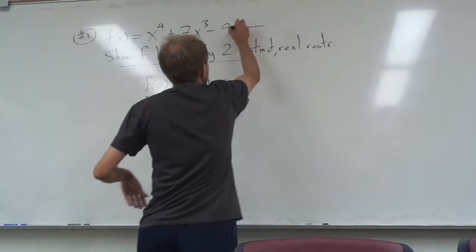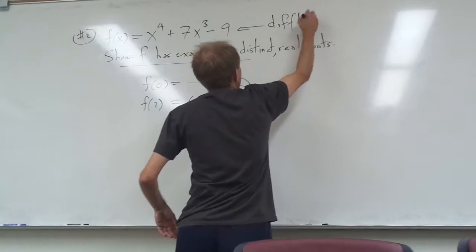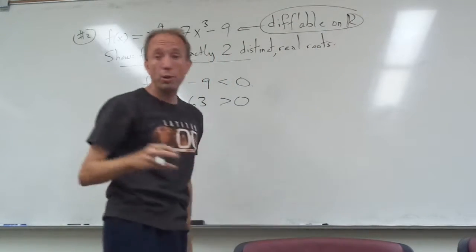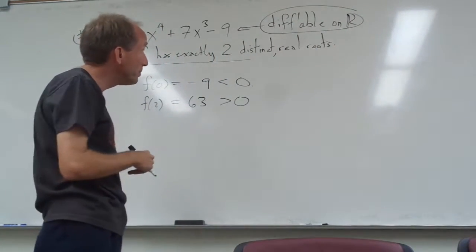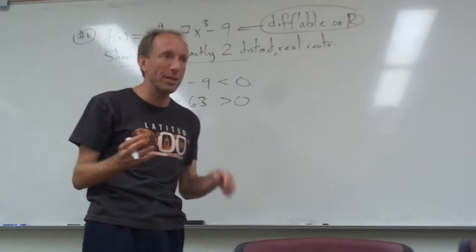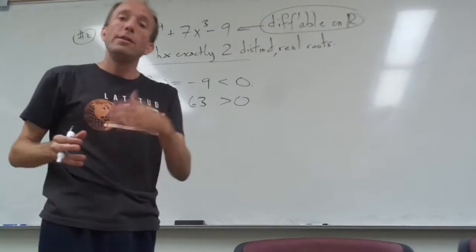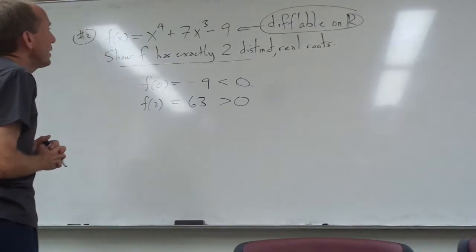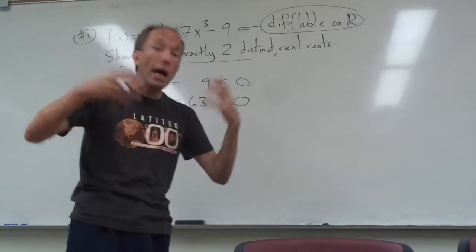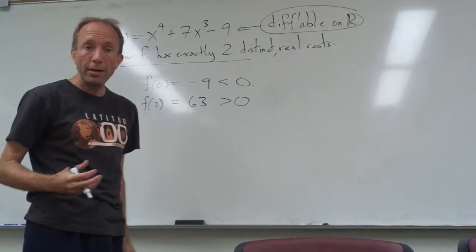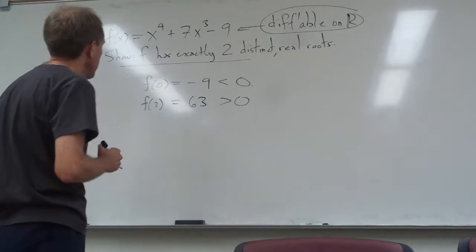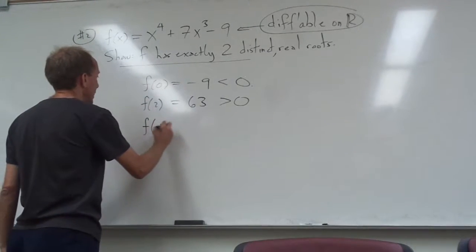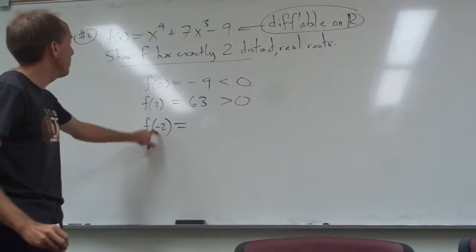Remember that f is differentiable on R. I should have re-emphasized that. It's differentiable on R, which means it's continuous on R. Remember that one of our early theorems in Chapter 5 was that differentiable functions are always continuous. So because of that, we can apply the intermediate value theorem here, the location of roots as a special case. And then likewise, I can pick another value of x, let's try -2.